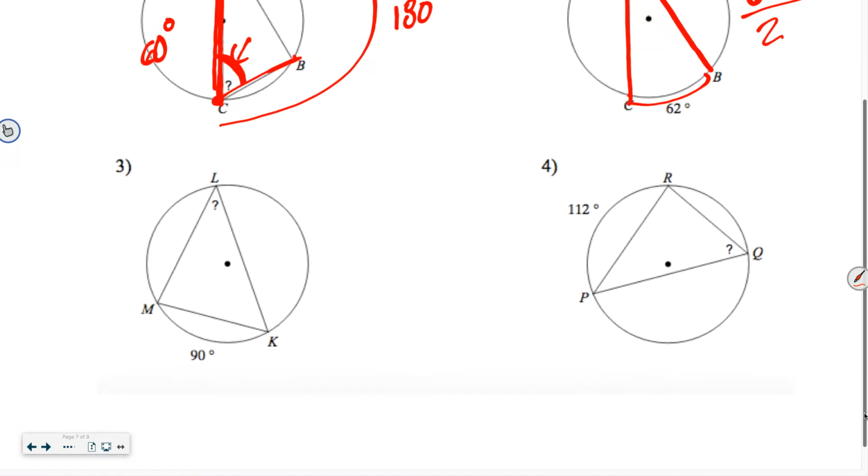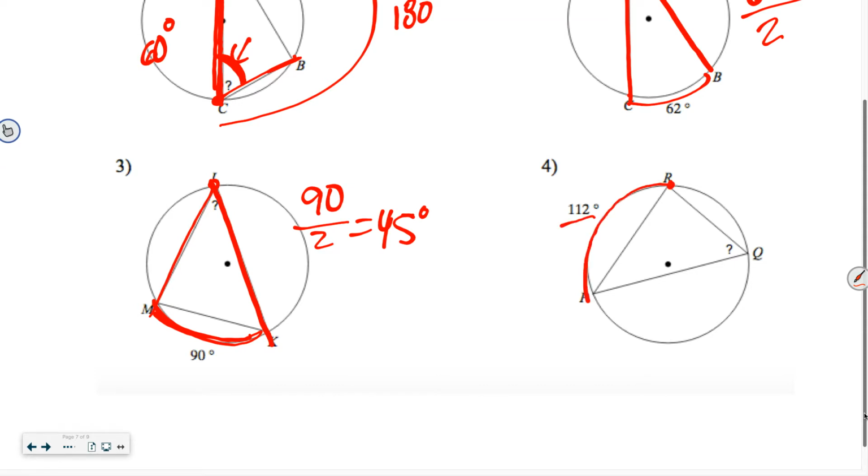All right, this problem, same kind of problem. From here to here, it is 90. This measure is 90. The vertex is on the circle, so that means it's 90 divided by 2, which is 45 degrees. Right? And then this one, they're giving me this measure is 112 degrees. The vertex of this angle is on the circle, so 112 divided by 2, you can see that this angle is going to be 56 degrees. Pretty quick and easy to spot those.